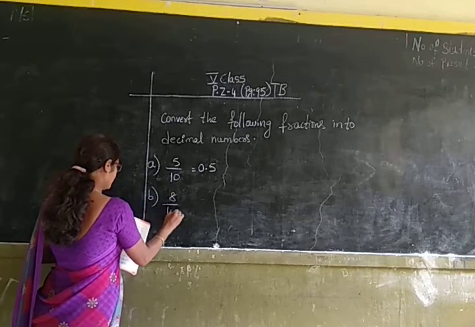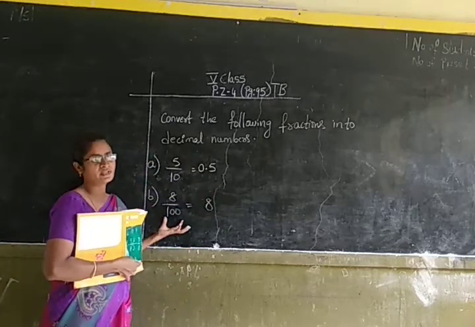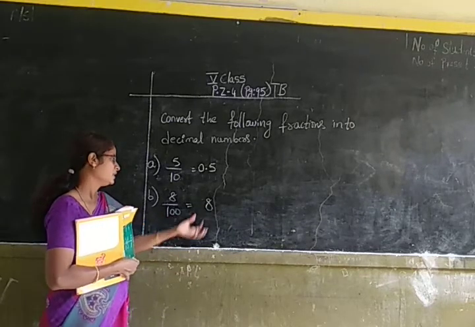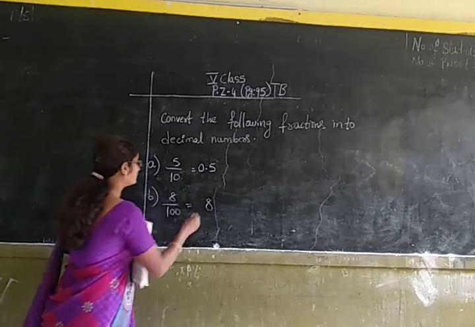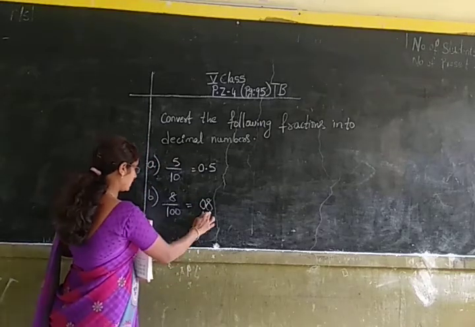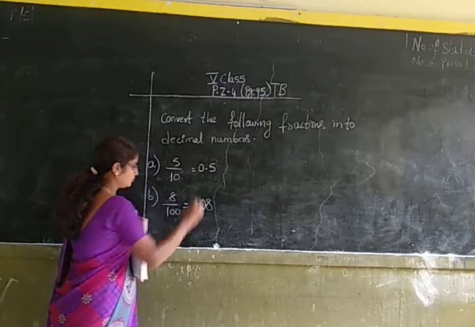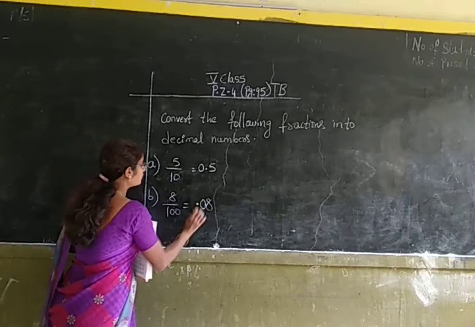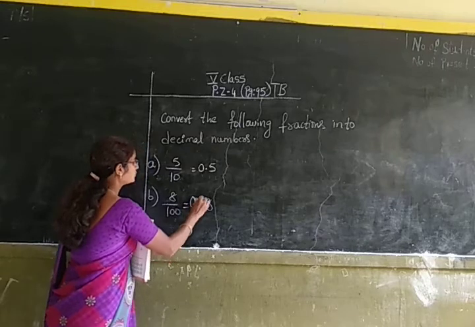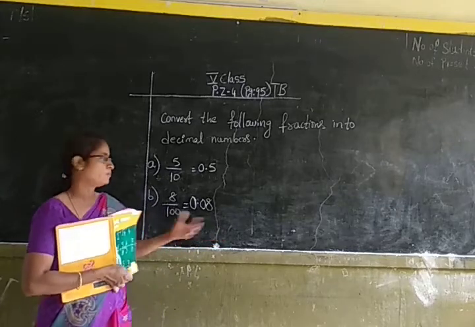Okay children? Now let us do the B sum. 8 by 100. First let us write down the numerator as it is. In the denominator we are having 100 and 100 is having 2 zeros. So you have to place a point after 2 digits. Here you are having only one digit. For the other digit you have to take it as 0. So now you have to place the point after 2 digits. 1, 2. You always have to count from right to left. In the whole number part you are having no number. So let us take it as 0. So the answer is 0.08.